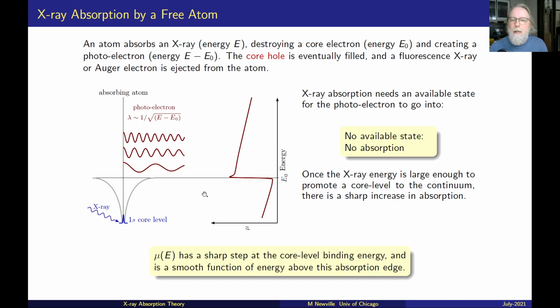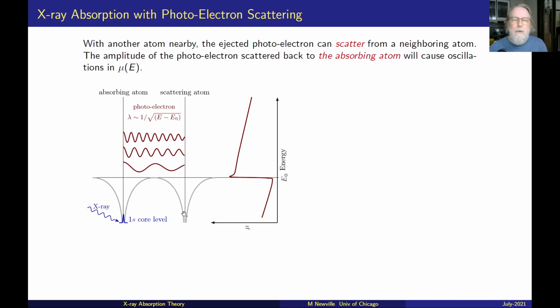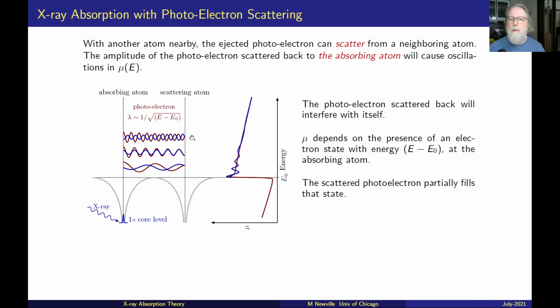If we add a neighboring atom, we just put a scattering atom close by, say, a few angstroms away, as most atoms are, then that scattering atom can scatter the photoelectron. The ejected photoelectron will scatter. There's a lot of electron density in the core of that neighboring atom, and the electrons can scatter off of those electrons. And this will cause the oscillations in mu of E.